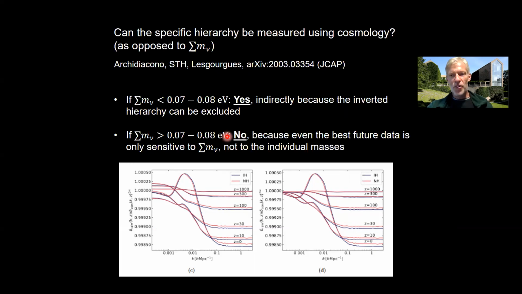But the conclusion from cosmology is that, yes, cosmology can extremely precisely probe the sum of neutrino masses, but not how these masses are distributed internally in the neutrino sector. That's not a possibility.